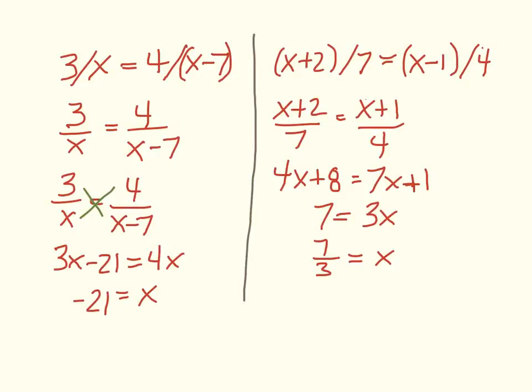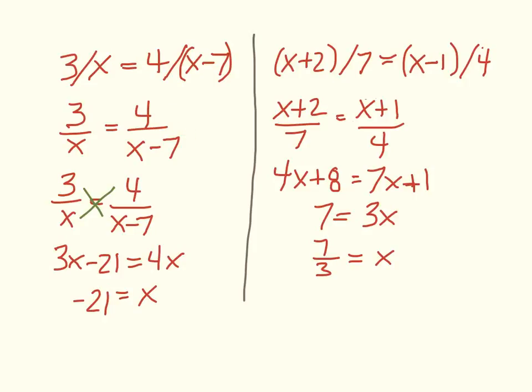Solving rational equations. Rational equations are the ones that have the variables in the denominator. And you can see right here I've got an x in the denominator here and an x in the denominator here. Written vertically like this, let's change it into writing it horizontal. And you can see I've done that here. 3 over x and 4 over x minus 7.